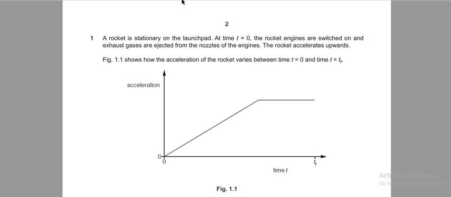June 2019. First question. A rocket is stationary on the launch pad at time t equals 0. Rocket engines are switched on and exhaust gases are ejected from nozzles of engines. The rocket accelerates upwards. The figure shows how the acceleration of the rocket varies between t equals 0 and t equals t final.